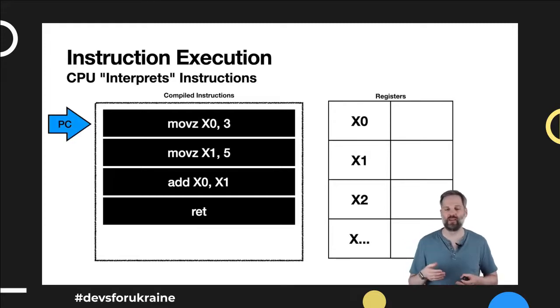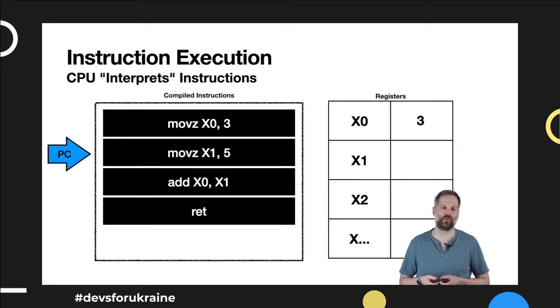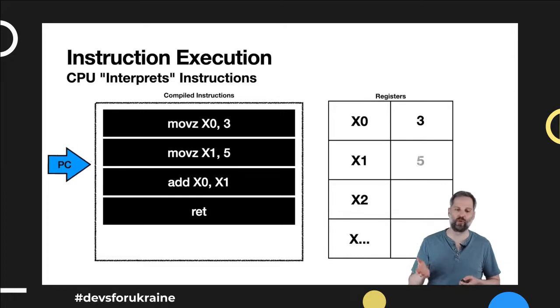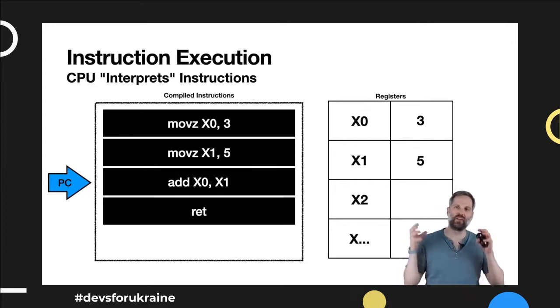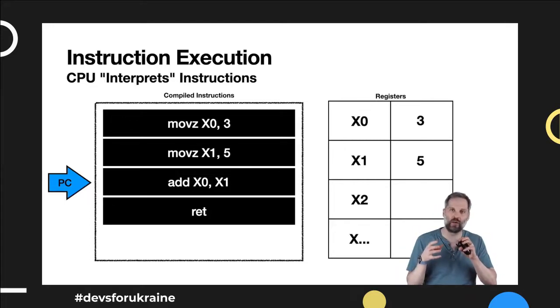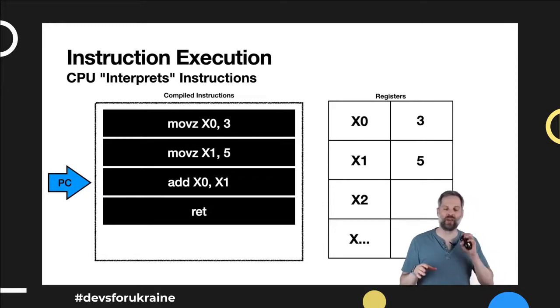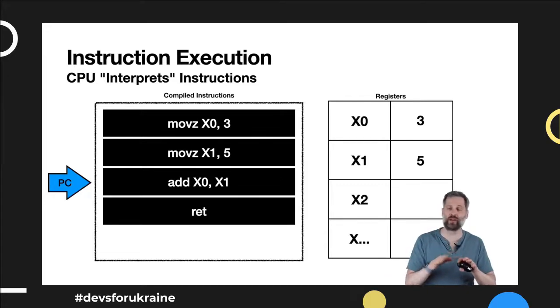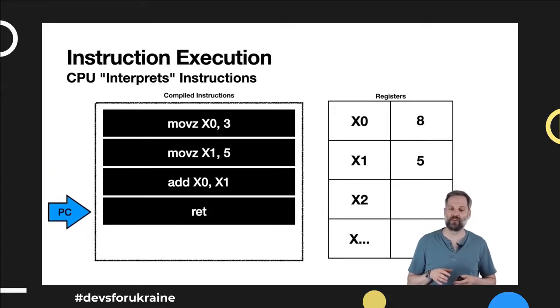So in this case, we say, I'm going to copy the value 3 into the X0 register. So first we'll push it forward, it puts 3 into the X0 register. Do the same thing here. We'll say we're going to put the number 5 into the X1 register. And then the add instruction takes two registers and it says, I'm going to take these two registers, add them together, and then clobber whatever was in the register on the left. So in this case, we're going to take X0, add it to X1, and then the return value of that is going to be in the X0 register. So when we execute this, 3 and 5 get added together, and then 8 is written into the X0 register.